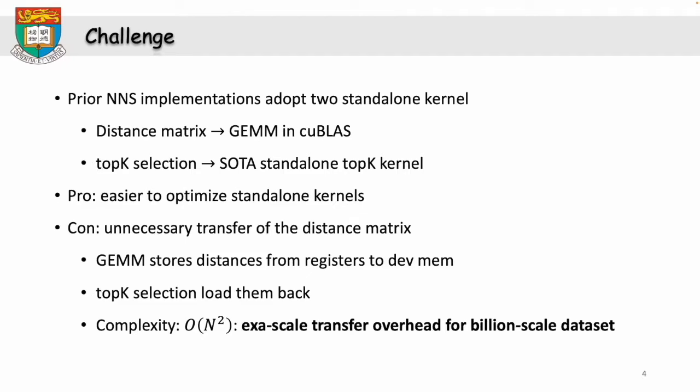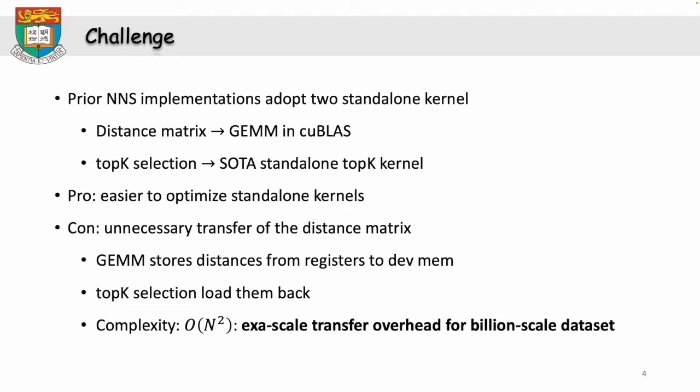However, it incurs two unnecessary global memory accesses for the distance matrix. The first kernel computes the distance matrix and stores it into global memory, and the second one loads it back for topk selection. The space complexity of the distance matrix is O(n squared), which is in petabyte scale for billion scale dataset. It takes a significant portion of the overall workload to transfer such a large distance matrix. Moreover, the large device memory requirement itself also hurts the performance.